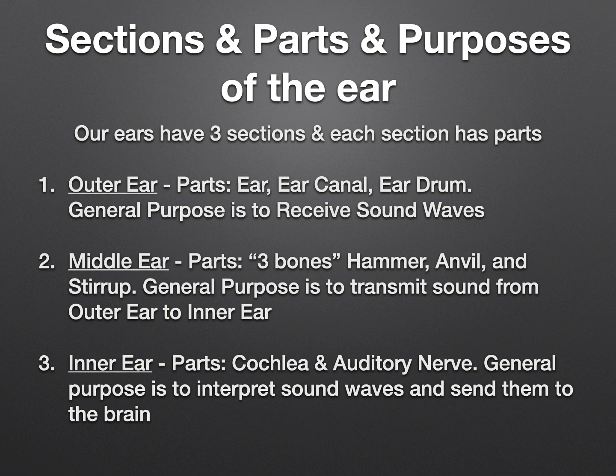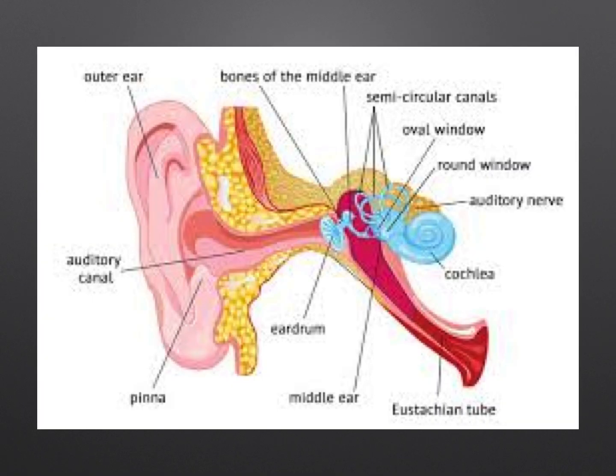These little hairs can figure out what sound you're hearing, and they interpret those sounds, and then they push them to the auditory nerve, where the auditory nerve will send them to your brain saying, oh, I hear the fire alarm going off, I must stand up and go outside. So the inner ear's purpose is to interpret sound waves and then send them to the brain. Here's a picture of the ear.